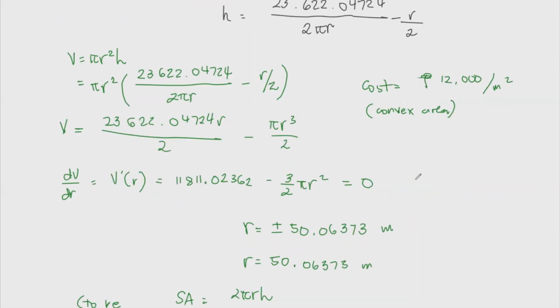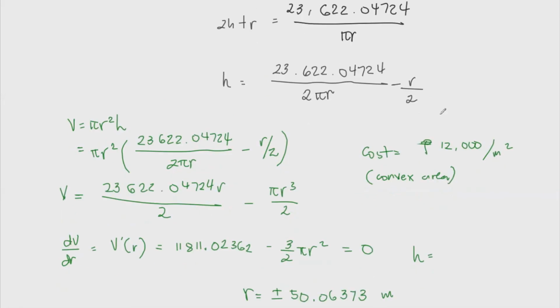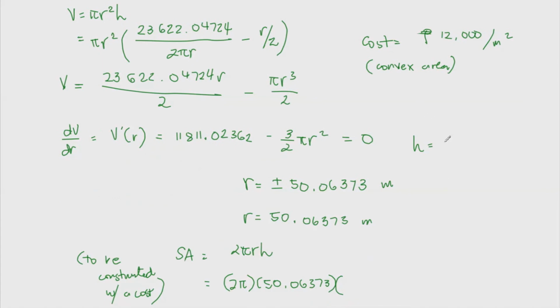So the height is equal to, based on this expression, I'll be substituting 50 from this expression, so you could just do that in your calculator. So the height is 50.063. Okay, so as you can see from this expression, they are very close to each other, almost the same, no?